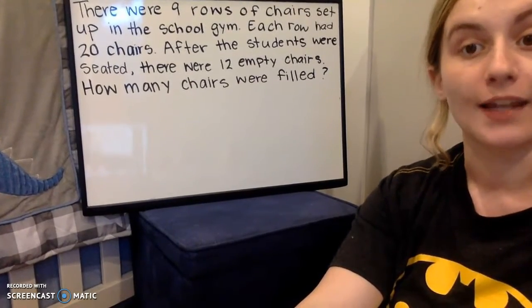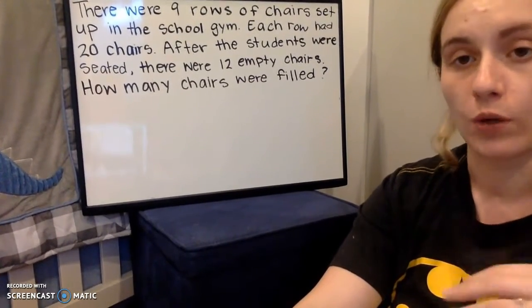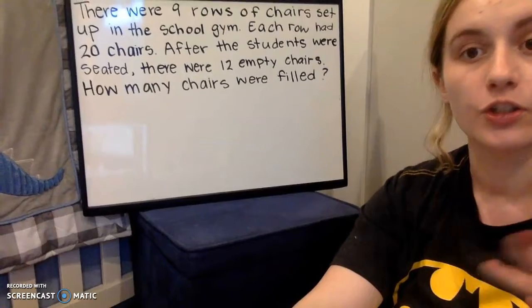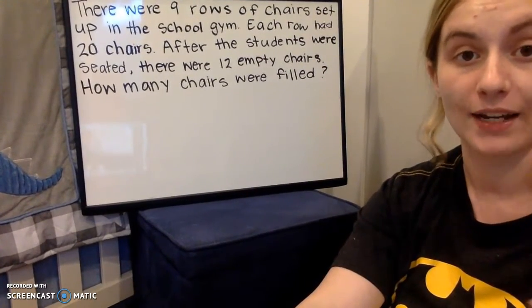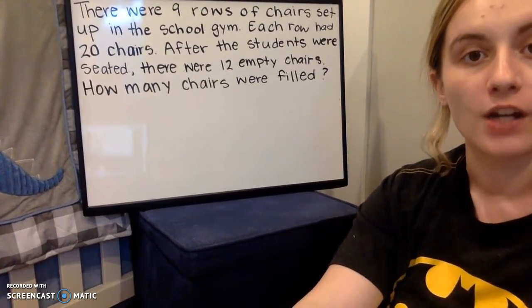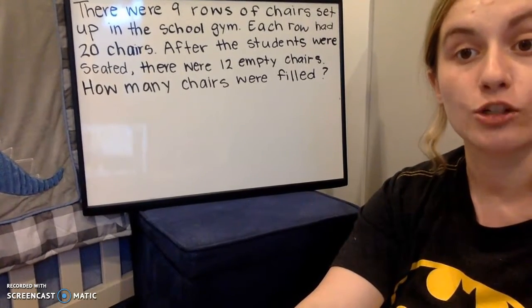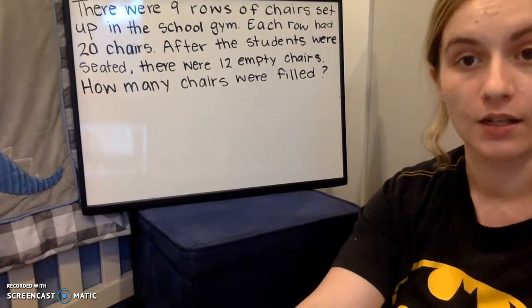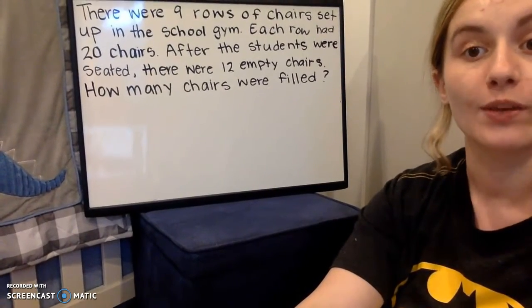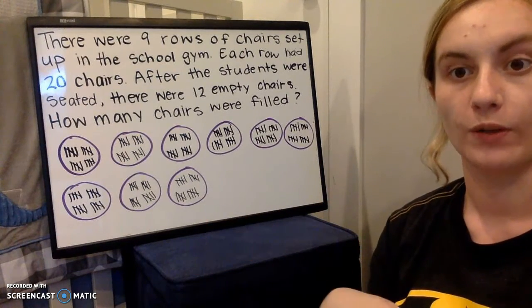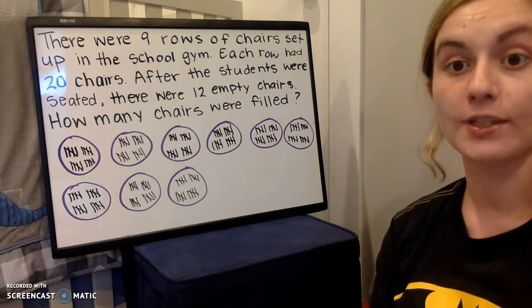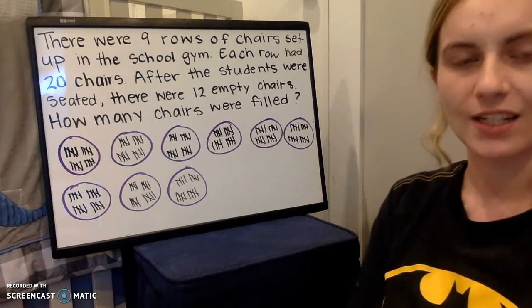Okay, so again, two-step word problems have a lot of words, a lot of numbers. Don't let that scare you. Draw it out, understand what's happening. So, I know that there are 9 rows of chairs, and in each row, there are 20. So I'm going to draw that, 9 rows with 20 chairs. Drawing 9 rows and 20 chairs in each row would have been crazy, so I did 9 groups of 20, because that's the same thing, right?